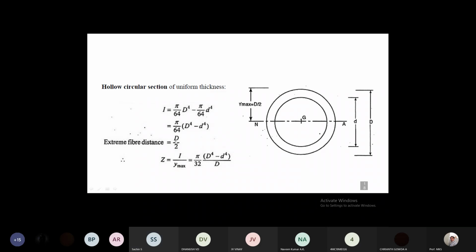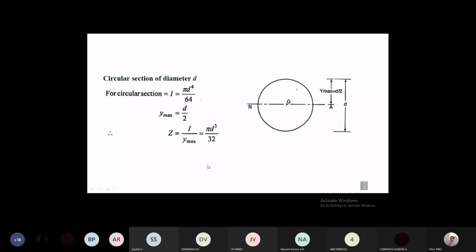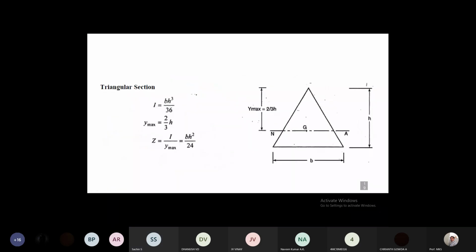So the ratio of moment of inertia to the extreme fiber distance will give you the section modulus. That is pi by 32, D power 4 minus d power 4, divided by D. So note down these equations. If you can remember the solid section, you can write it for the hollow section.